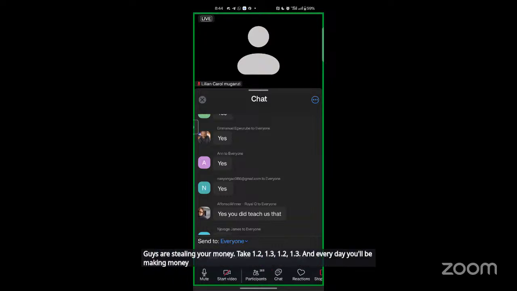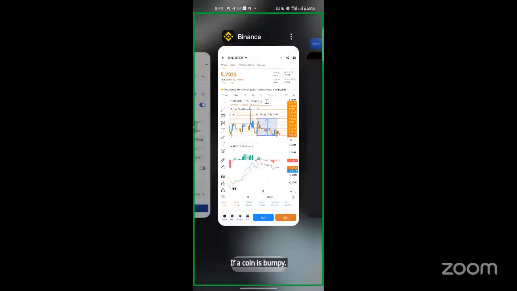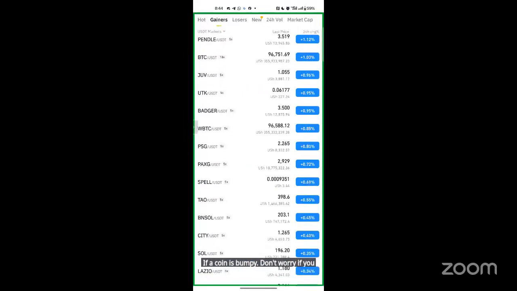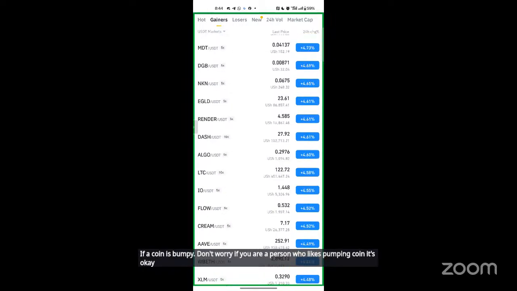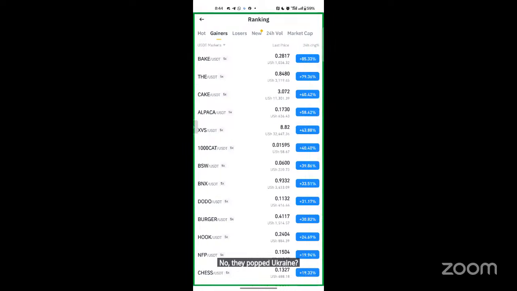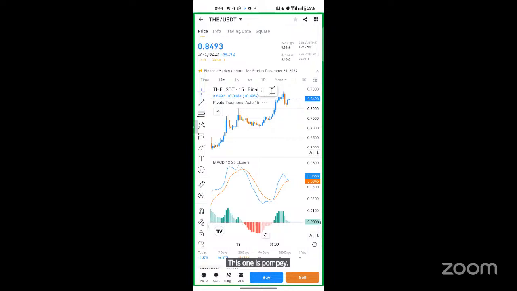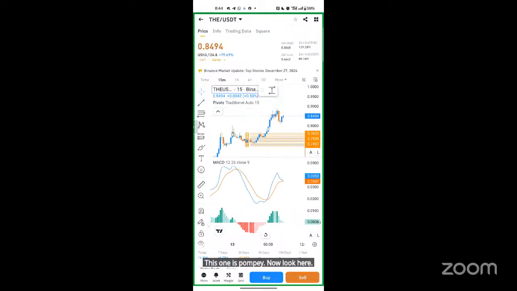I don't know why you are broke. If a coin is pumping, don't worry. If you are a person who likes pumping coins, it's okay. Come and open the coin. Now these ones are pumping. This one is pumping. Now look here. You are not good at drawing lines.